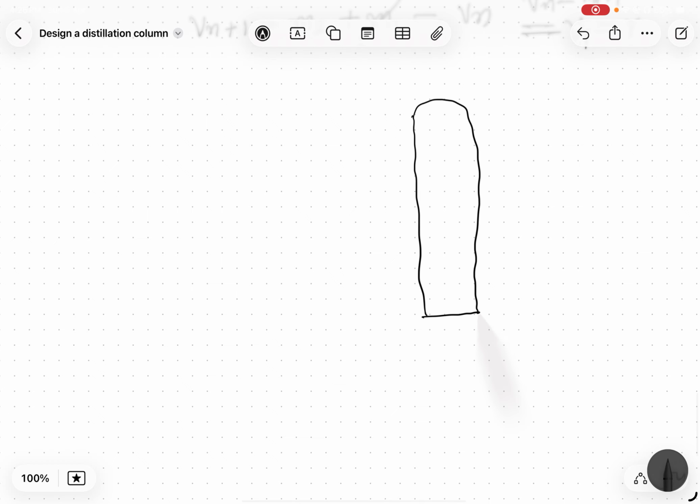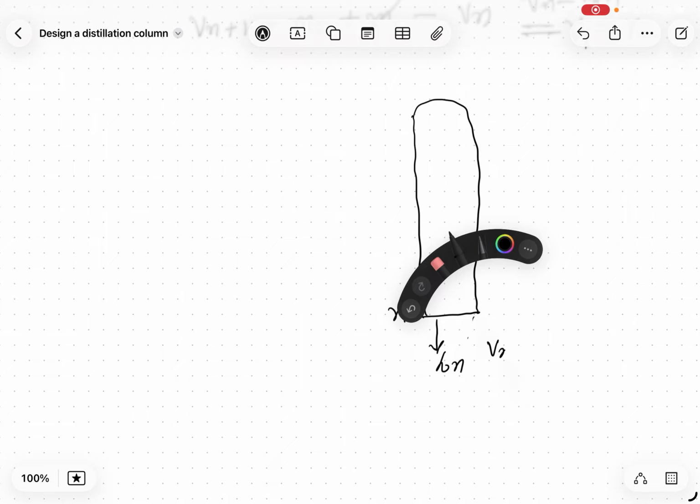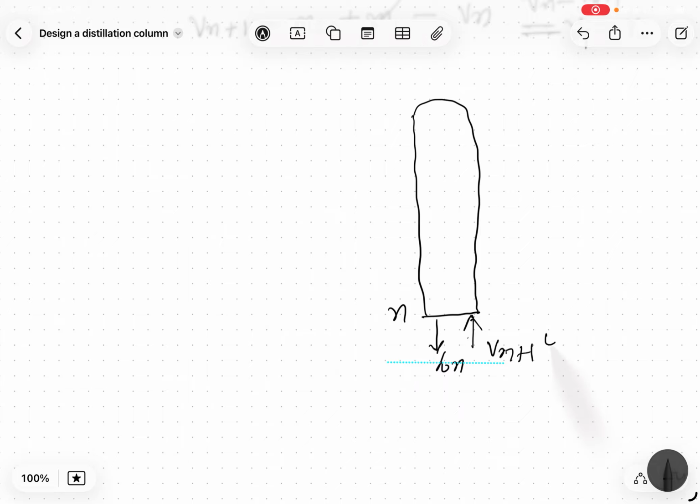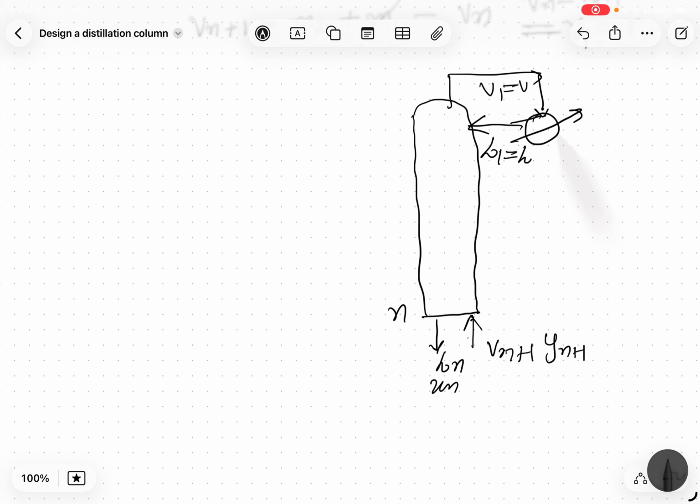So let me draw the nth stage and the top half of the distillation column. From the nth stage, only Ln is going down, and Vn plus 1 is coming from the bottom stage, n plus 1. There is a vapor V1 equal to V going to a condenser, and there is a liquid L1 equal to L coming back, and D with x1 equal to xd, as I explained, because both liquids are separated from the same condenser, so they are part of the same condenser only.